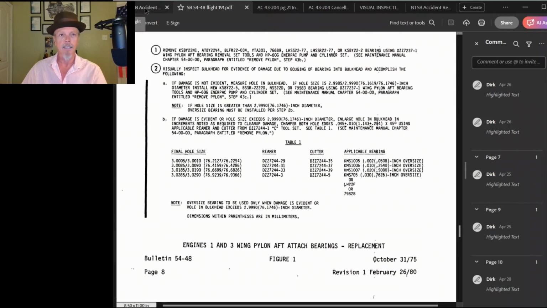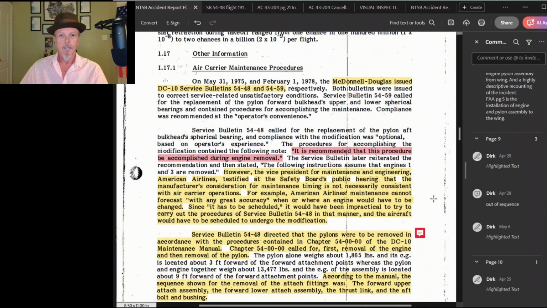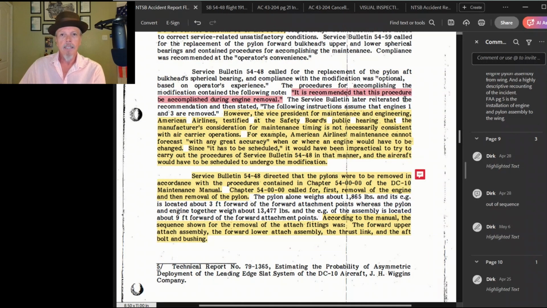Let's go back to the NTSB. It is recommended that this procedure be accomplished during engine removal. That's what the service bulletin said. However, the Vice President for Maintenance and Engineering at American Airlines testified at the Safety Board's public hearing that the manufacturer's consideration for maintenance timing is not necessarily consistent with air carrier operations. For example, American Airlines maintenance cannot forecast with any great accuracy when or where an engine would have to be changed. Since it has been scheduled, it would have been impractical to try to carry out the procedures of Service Bulletin 5448 in that manner, and the aircraft would have to be scheduled to undergo the modification.